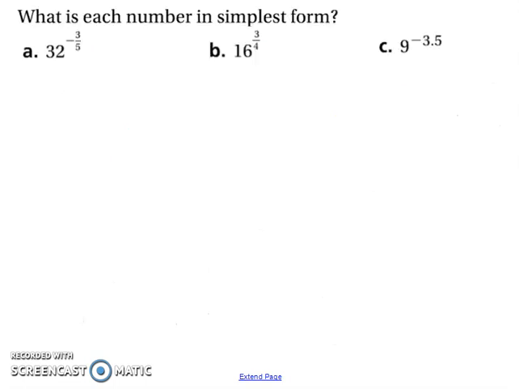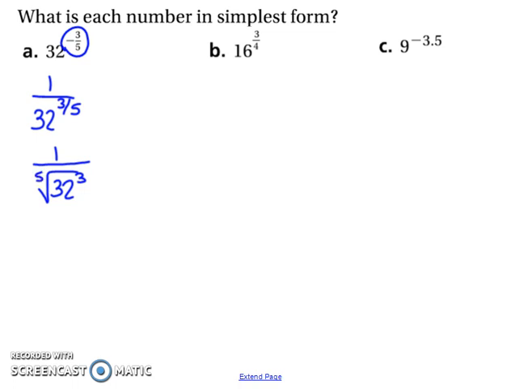Okay, so what's each number in simplest form? We can figure out what these numbers are without even using a calculator. So 32 to the negative 3/5. Well, think about it. The exponent's a negative, so we have to rewrite this as 1 over 32 to the positive 3/5. So now we have 1 over, and let's rewrite this as a radical. So my exponent is 3 and my index is 5.